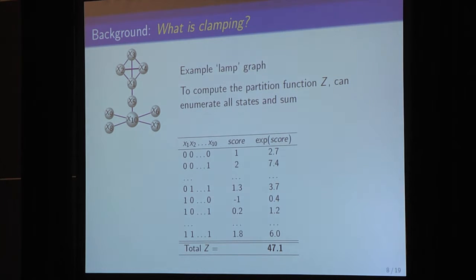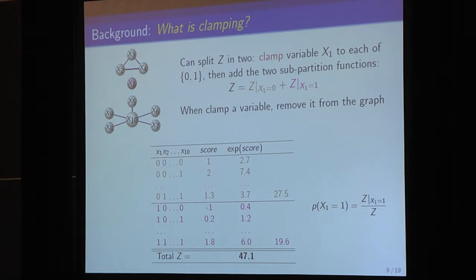So let's talk about clamping. We'll refer a few times to this model topology up on the left here. I'm going to call this a lamp because it looks a little bit like a lamp. To compute the partition function Z, the brute force way is to write down all the different configurations. For each of them, write down the score, write down e to the score, and add them all up.